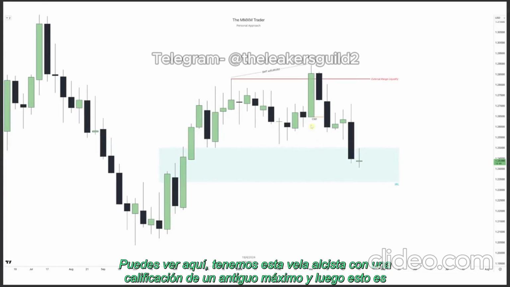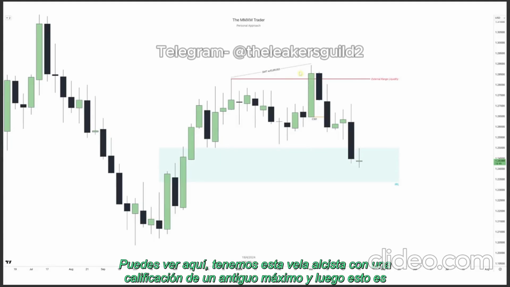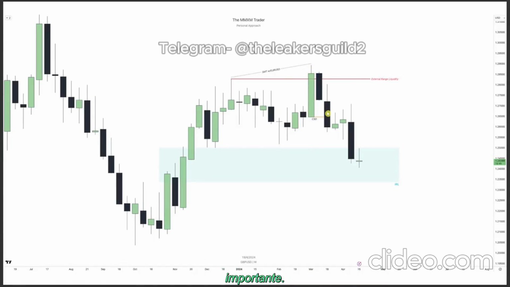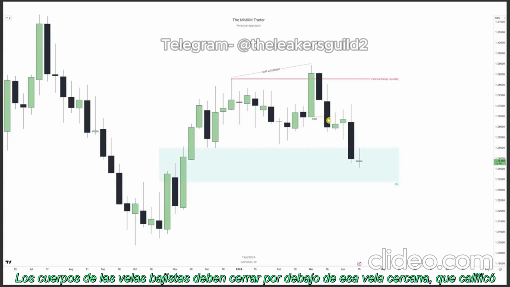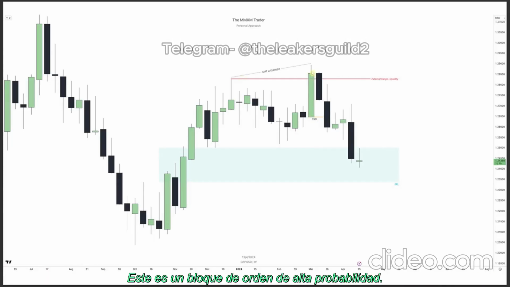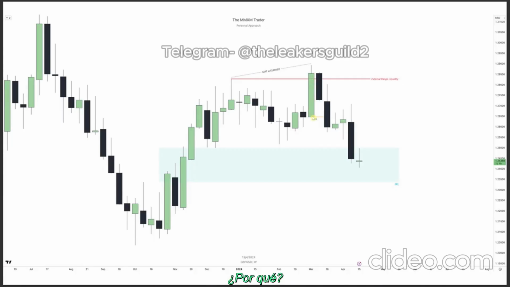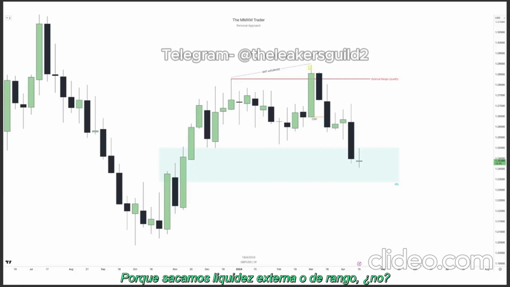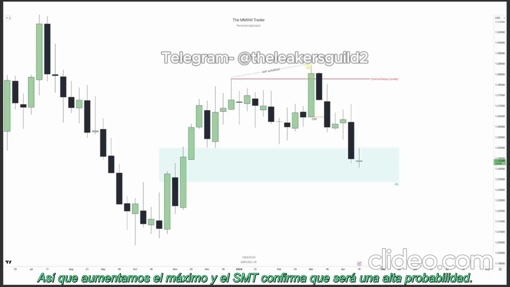You can see over here, we've got this bullish candle raiding an old high, and then this is important, the bodies of the bearish candles need to close below that up close candle which raided that external range liquidity. Now this is a high probability order block. Why? Because we took out external range liquidity, right? So we swept the high, and the SMT confirms that this will be high probability.